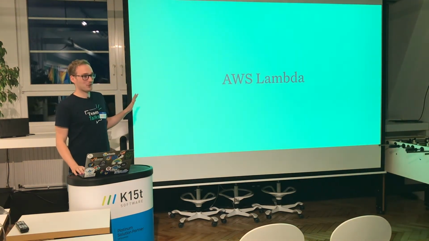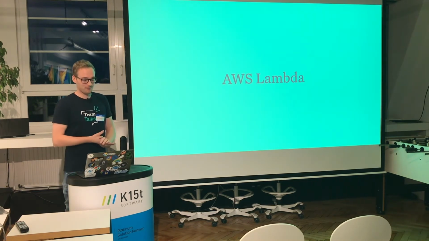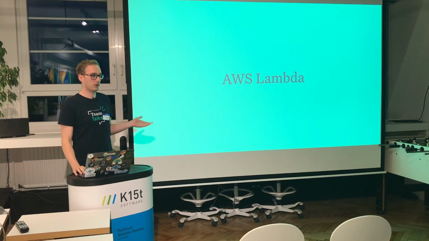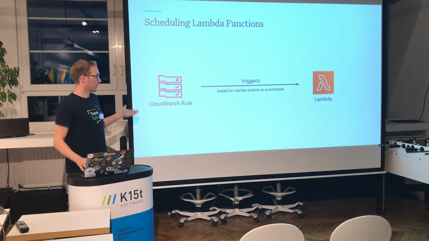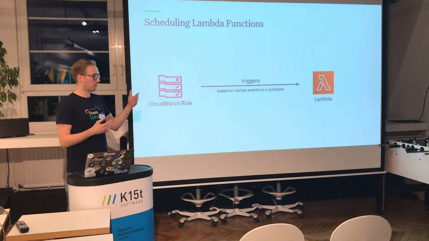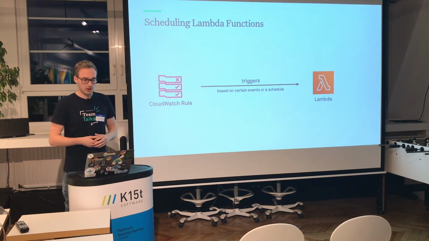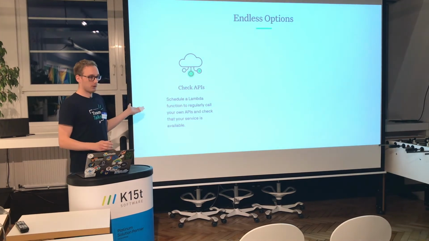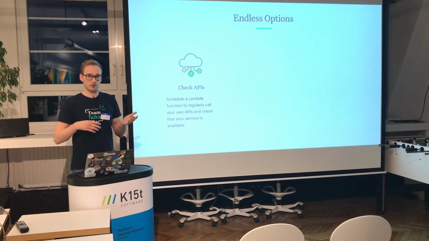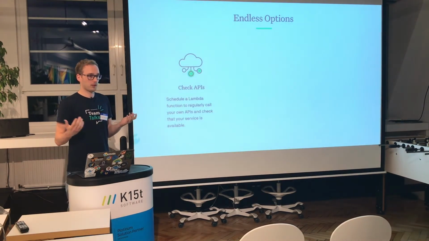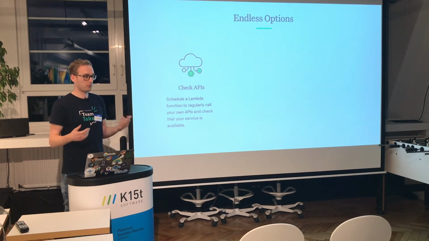All right, the next service that you can use in order to monitor your system is AWS Lambda by itself. As you know, you can run any kind of code in a Lambda function, so why not use it to monitor your system? It's actually pretty easy. You can just define a CloudWatch rule for how you want to trigger your function, for example, based on certain events or on a certain schedule, and then you can run any kind of code. A simple example is to check your own APIs, check if they respond with the expected result, and if they don't, send a notification to yourself using, for example, SNS or whatever you prefer.